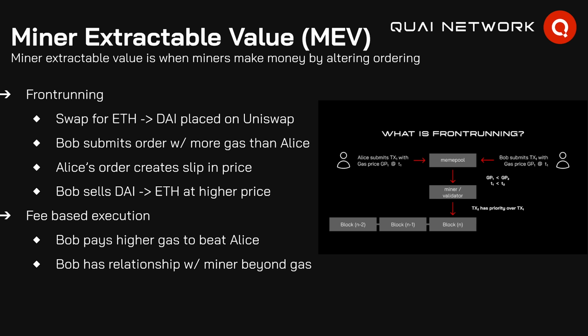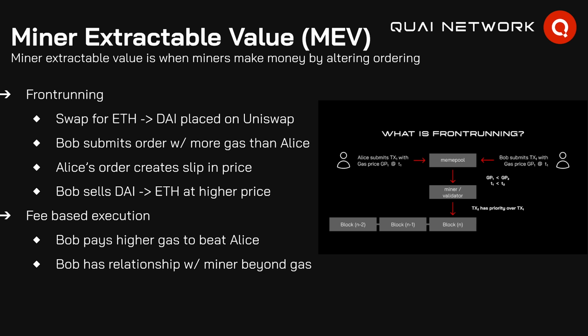So what does miner extractable value do? Miner extractable value is when miners make money by altering the order. There are multiple forms of this, but front running is the simplest. In this very simple case of front running, say someone were to swap ETH for DAI on Uniswap, say that's Alice, and then Bob sees this transaction propagated in the network, but it hasn't been finalized, it hasn't been included in a block.